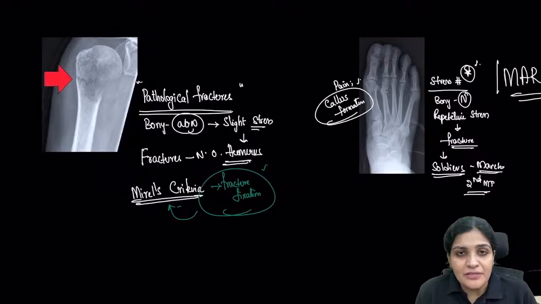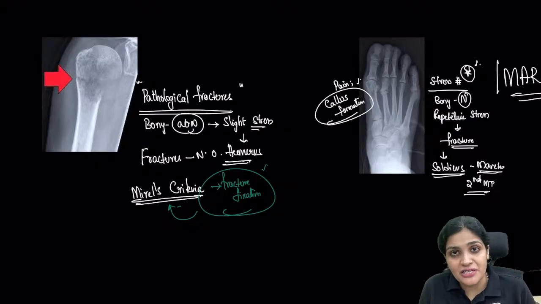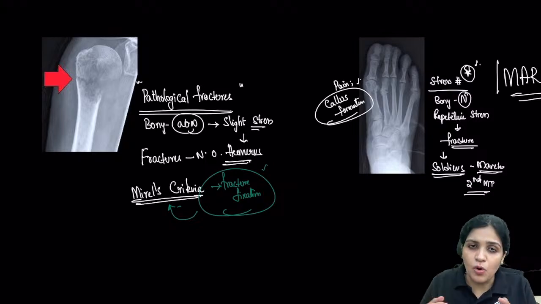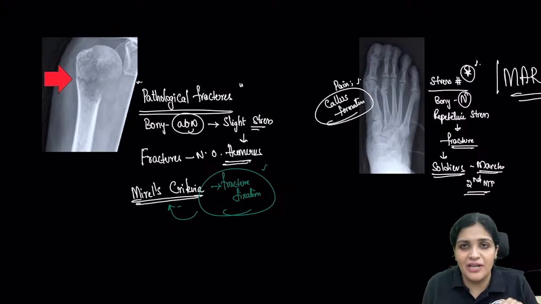Remember, one is a pathological fracture, where the bone is already abnormal, so even the smallest amount of stress will result in fracture. Whereas in a stress fracture, the bone is normal, and repeated small stresses result in the fracture.